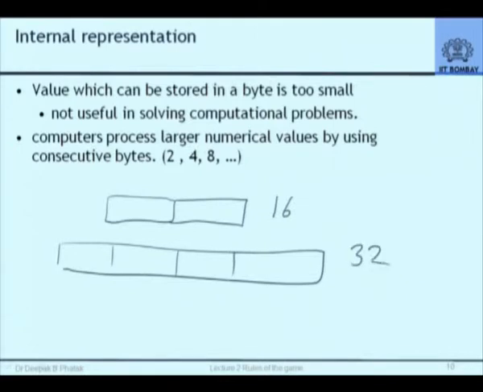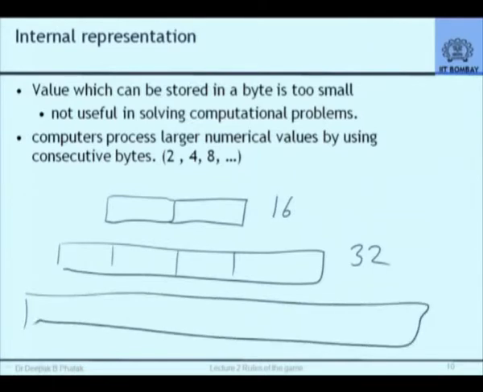32. How many will you get with 8 bytes? With 16 bytes, and so on? Why do we talk of only 2, 4 and 8?